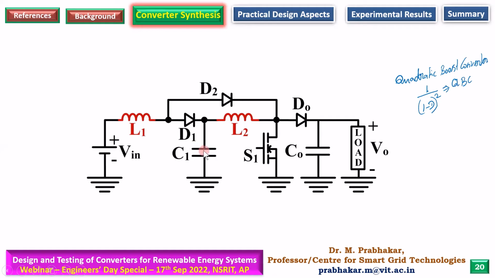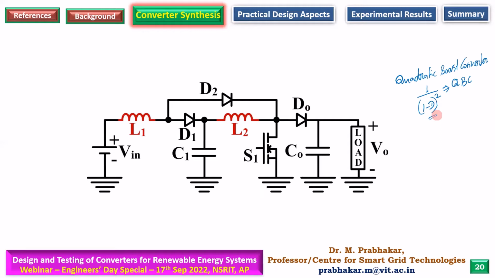And finally, that 1 by 1 minus D is acting as a source for L2, S1, C0, D0. So you will have 1 by 1 minus D into 1 by 1 minus D, that is 1 by (1 minus D) square. This is a quadratic boost converter. Classical, this is available in textbook. Then here again, ripple will be high. You have that ripple content problem.